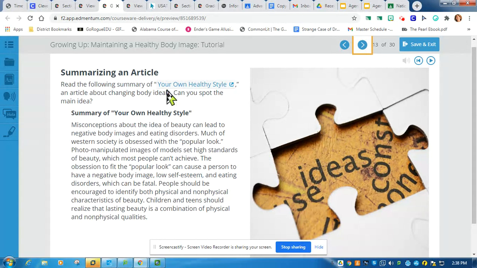Summarizing. Okay. You want to stop now and read the summary of your own healthy style. It's an article about changing your body ideals. Can you spot the main idea?